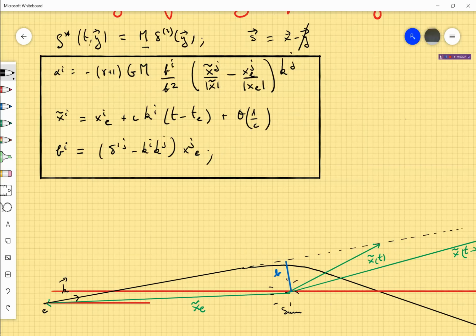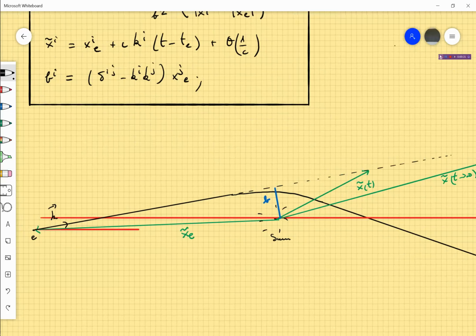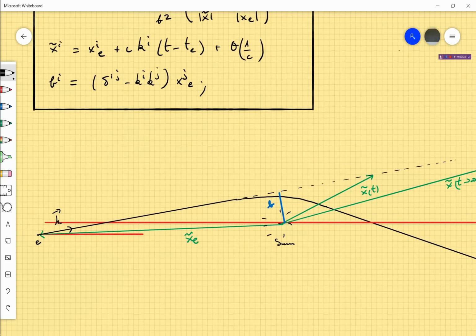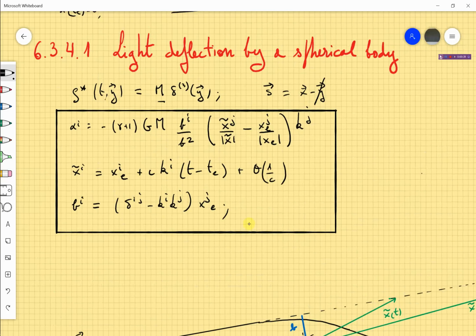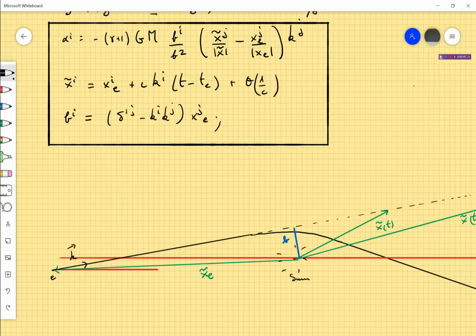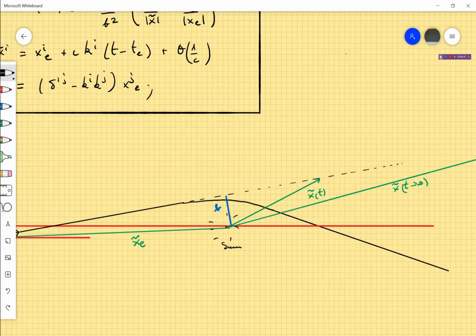So let me show you the drawing. Here I have represented the sun, which is at the center of coordinates. This is something that we have chosen the moment we wrote this delta. The red line is the x-axis.